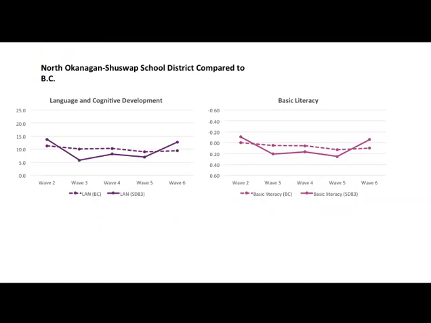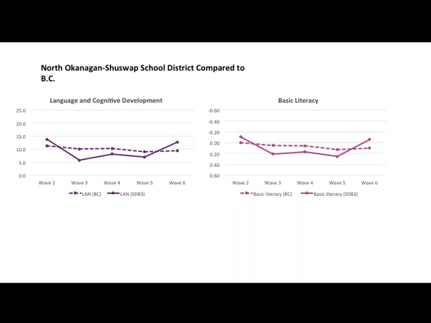Okay, so I'm going to use North Okanagan-Shuswap as the school district in this case. The story here is fairly straightforward for most of the subscales. As you recall, in the province, language and cognitive development was getting better over time, and the same is true for each of the 4 subscales. The dotted lines are going down. In North Okanagan-Shuswap, which I think includes Vernon, I think it's school district 83, the pattern is not one of steady improvement, but one of some improvement and then lately getting worse again.